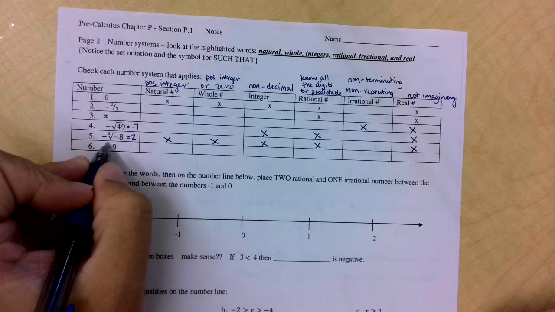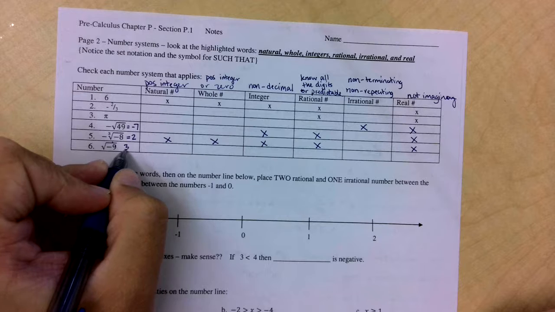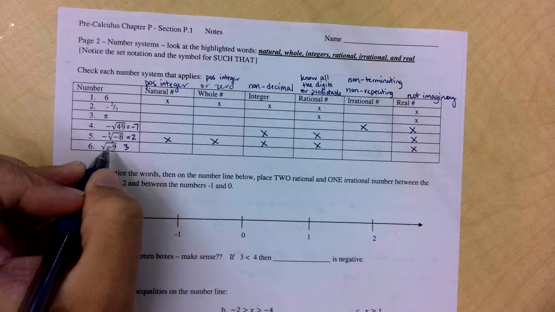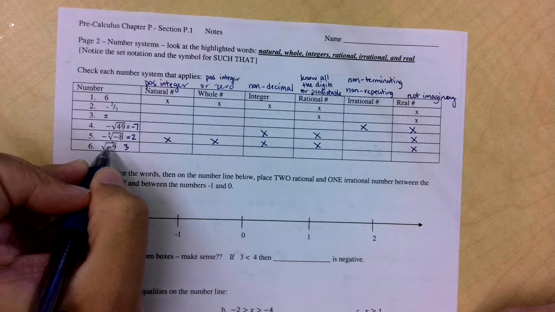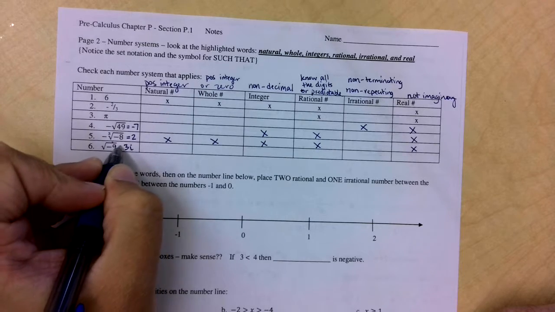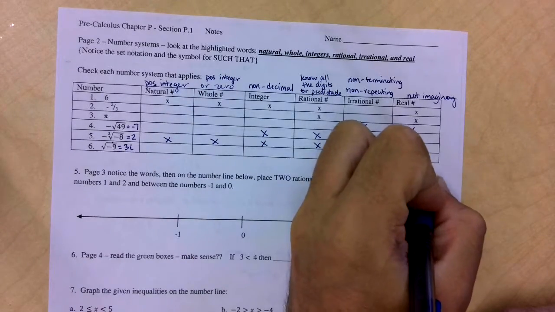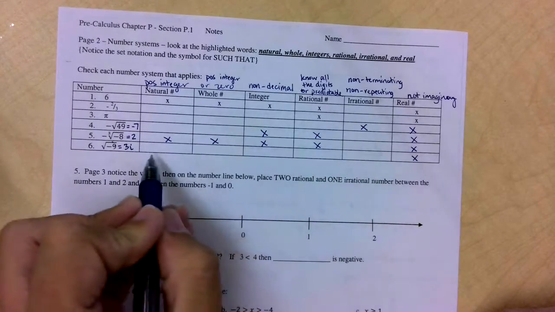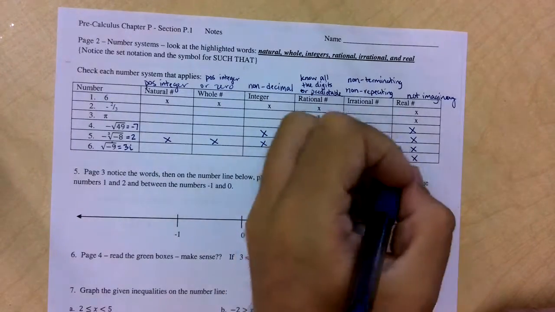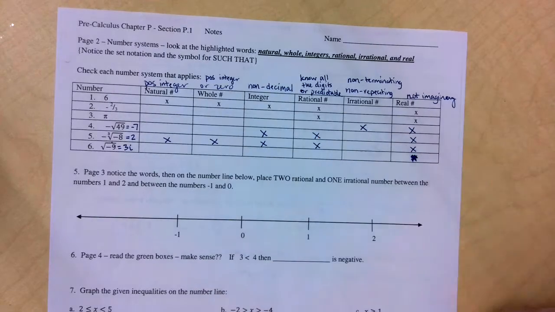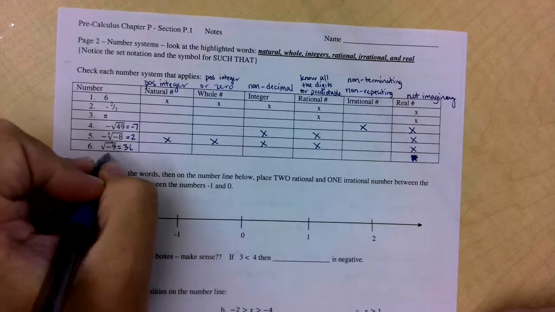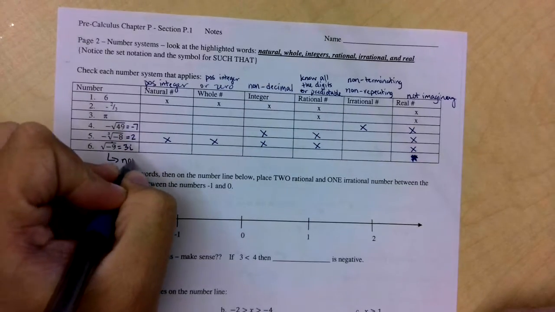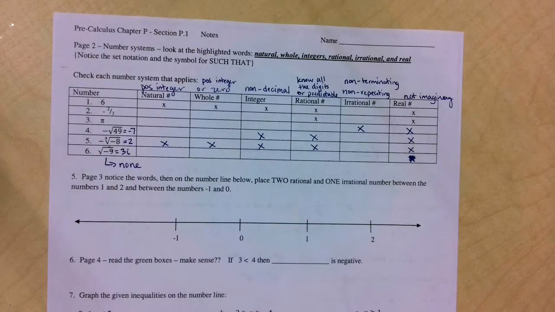Square root of -9. Well, we know the square root of 9 to be 3, but this is where the imaginary part comes in. The square root of a negative is i. So we can't label any of these things because it's an imaginary number. It's actually not a real number. So this actually gets none of the categories. Imaginary numbers don't count.